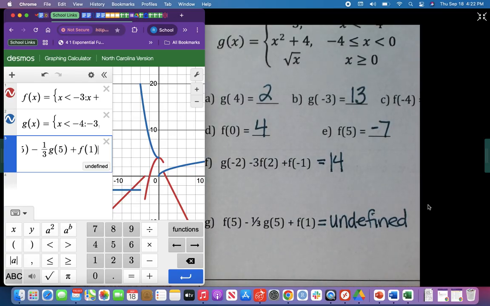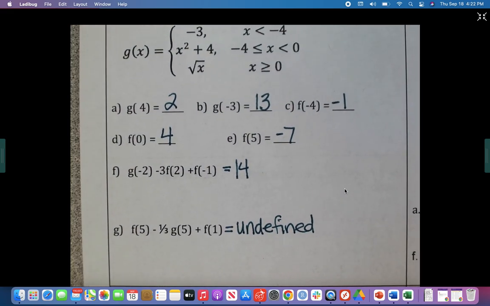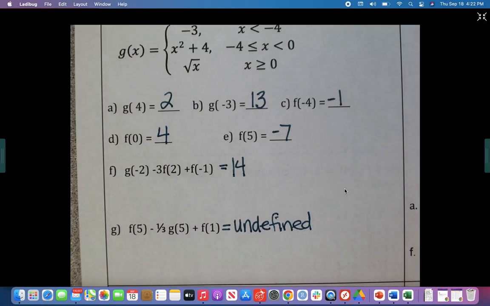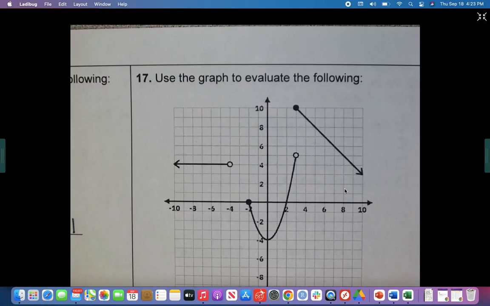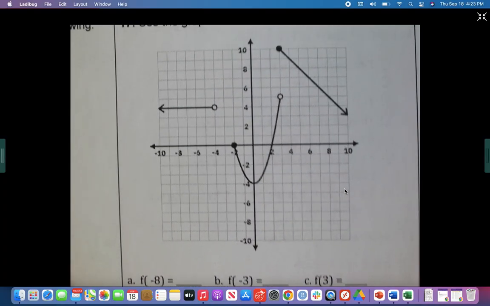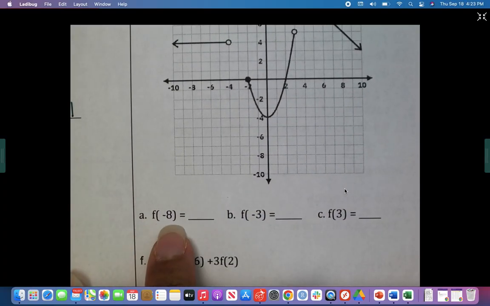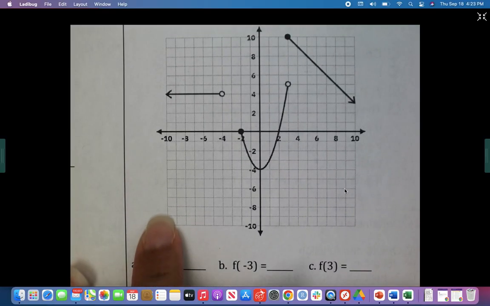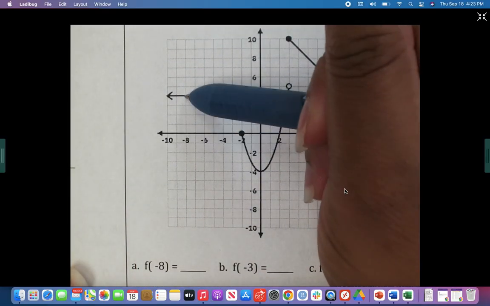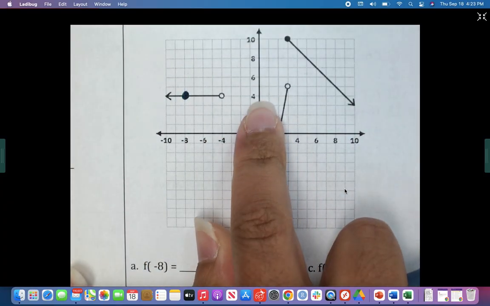All right, so final answers for number 16. So that is evaluating using Desmos. For 17, we are evaluating using the graph. So you can't necessarily type this in because obviously we're getting the values from the graph. So F of negative 8, so that means your X value is negative 8. So that is right here. The Y value that goes with that is right here. So that would be 4.